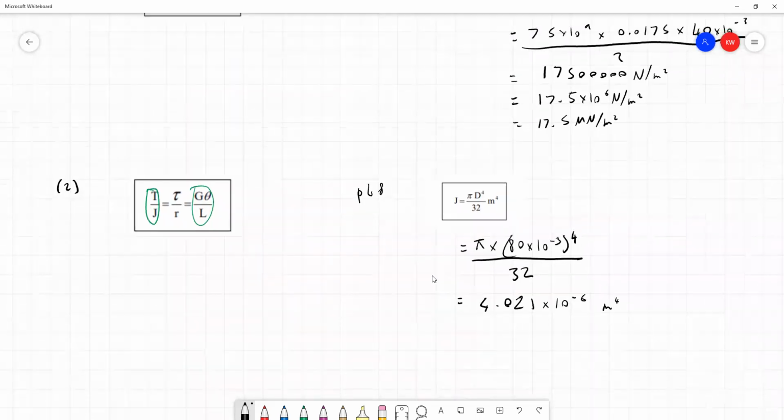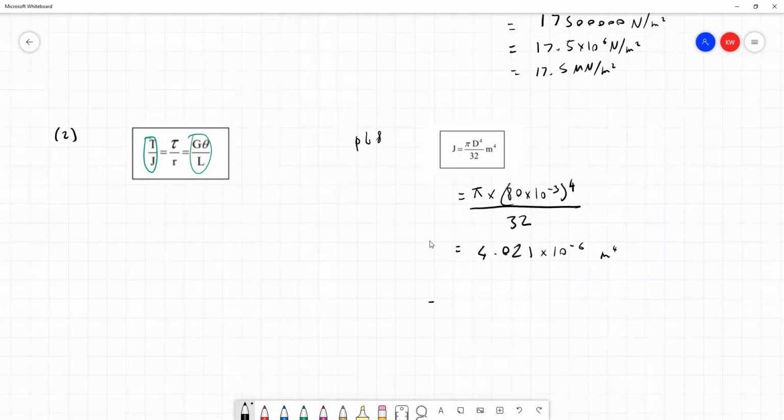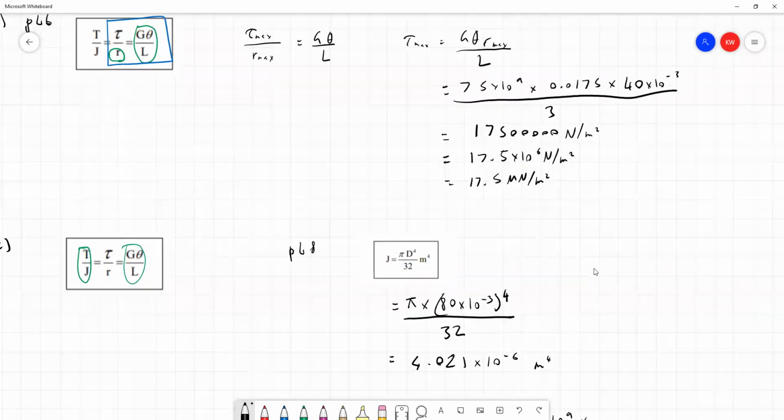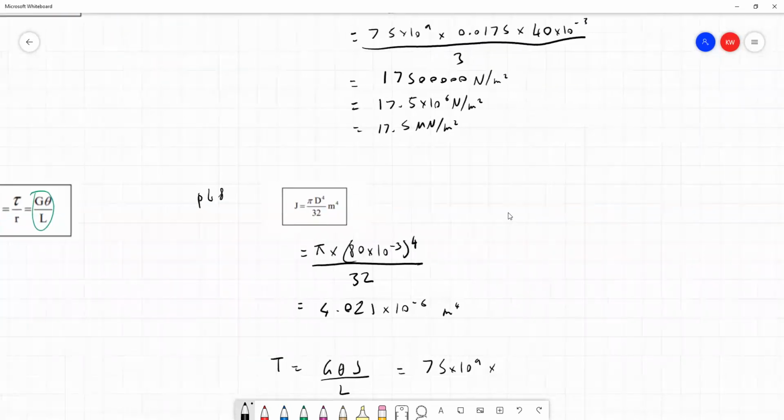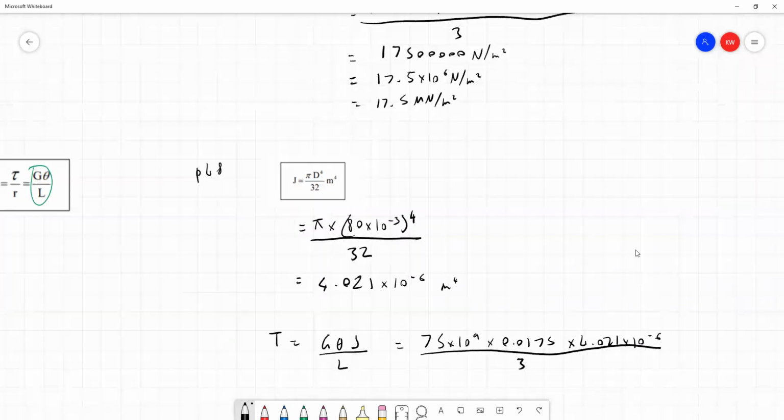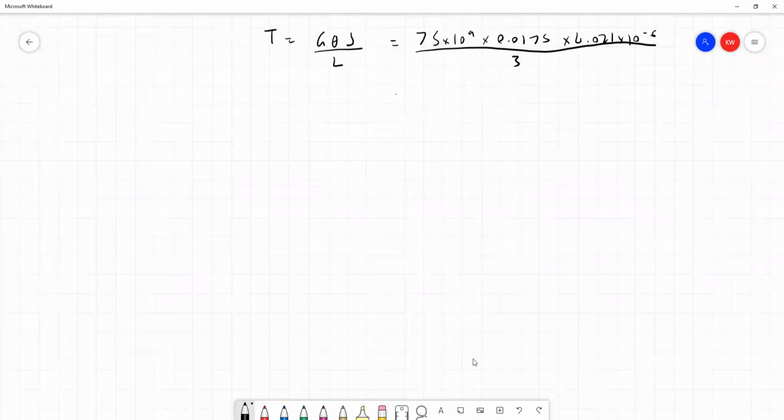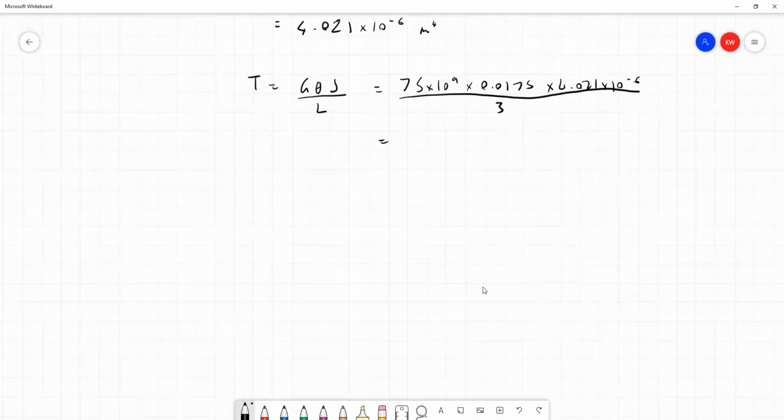So now we have everything we need to solve this. We can say that torque is equal to G theta times J, this time over L. There's some repetition of what we had before. G was 75 times 10 to the 9. Theta, well, I can't remember that off the top of my head, so I'll go back up: 0.0175. J, we've just worked that out above, it's 4.021 times 10 to the minus 6. And that's all divided by L, which is 3. So we'll calculate this just now, and from this we'll find the value for our torque.